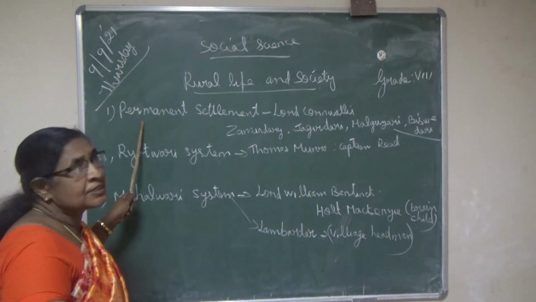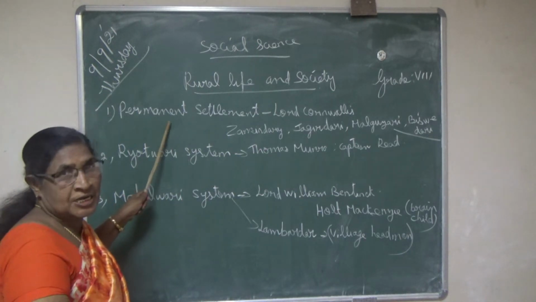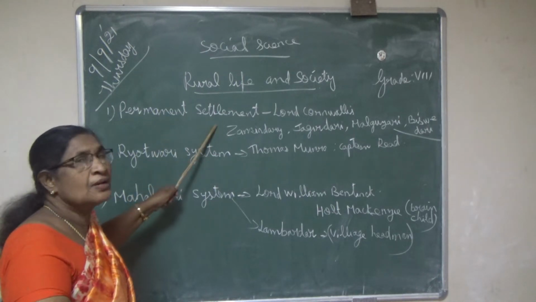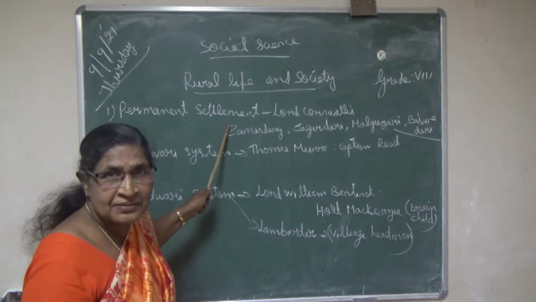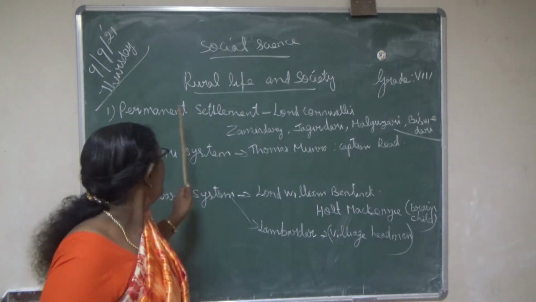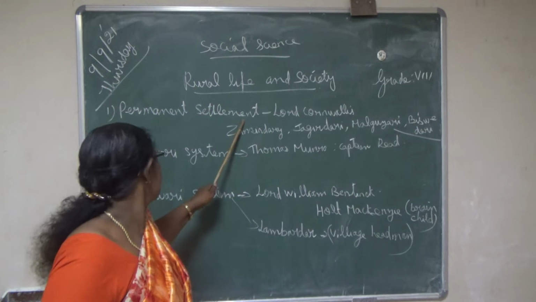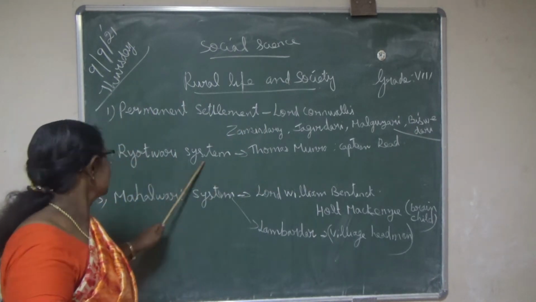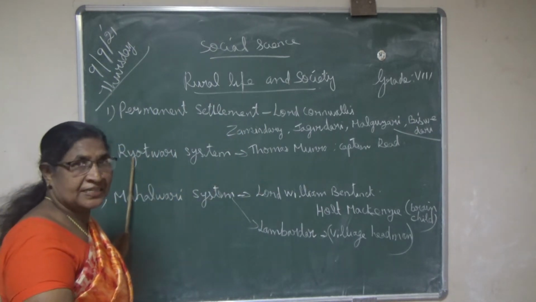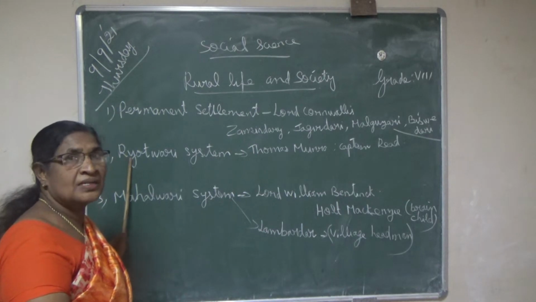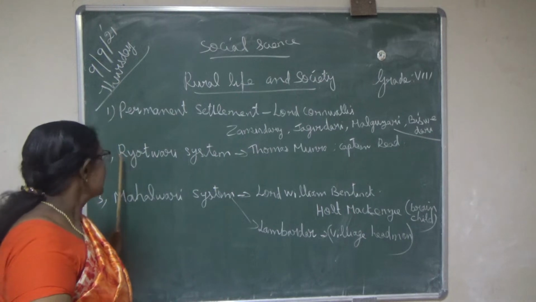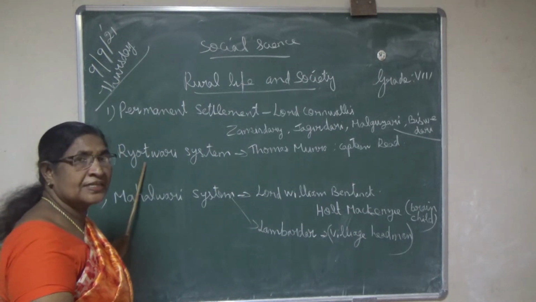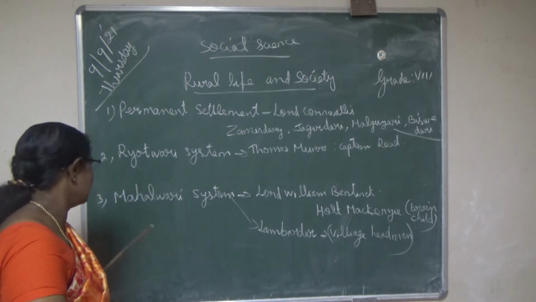Permanent means without changes, it continued. Permanent settlement. Settlement means land revenue. What is the meaning of settlement? Land revenue. So permanent land revenue system. Then ryotwari system. Ryot means cultivators or farmers are called ryots. Okay, ryotwari system. Wari is a Tamil word only. So ryotwari system, the cultivators or farmers, that land revenue system.